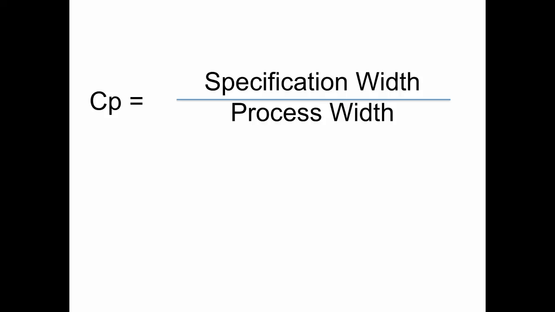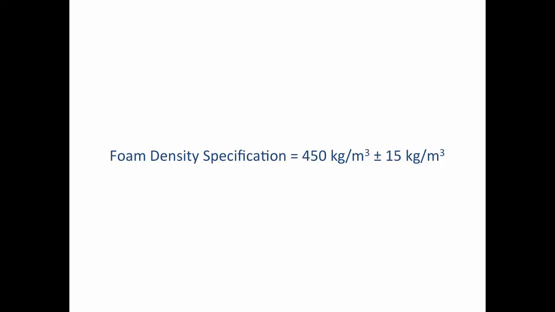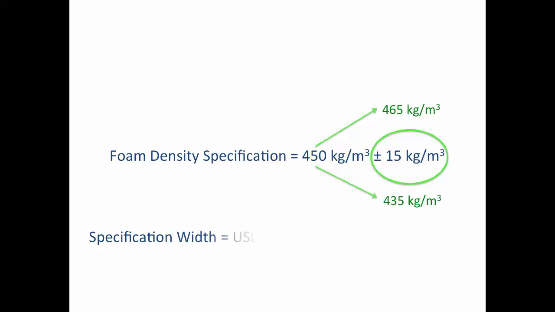We'll start by calculating the numerator, the specification width. In the example of our foam seat, our specification density, we'll say, is 450 kilograms per cubic meter plus or minus 15 kilograms per cubic meter. That's the specification given to us by the design engineers. 15 is the tolerance, so plus or minus 15 from the nominal of 450. Therefore, our upper specification limit is 465 and our lower limit is 435. The specification width is calculated by taking the upper specification limit minus the lower specification limit, or 465 minus 435, which gives us a specification width of 30 kilograms per cubic meter.